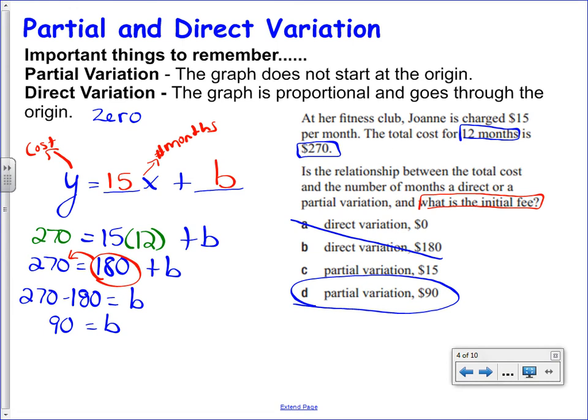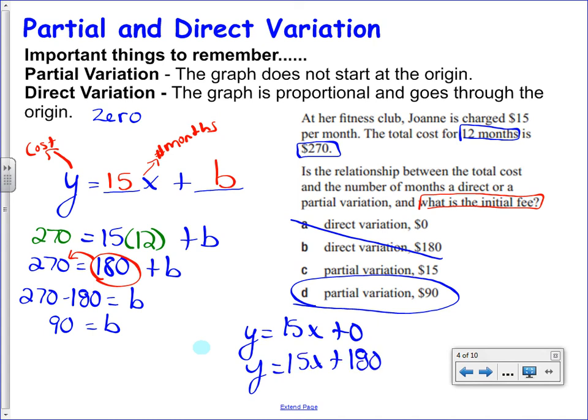What does the total cost have to equal here? Lucas? 270. So I know that this is actually telling me what my initial fees are. I have four ideas of equations. y equals 15x plus 0. Well, what do I get when I put in 12? Do I get 270? No. Then I would do the next one, y equals 15x plus 180.